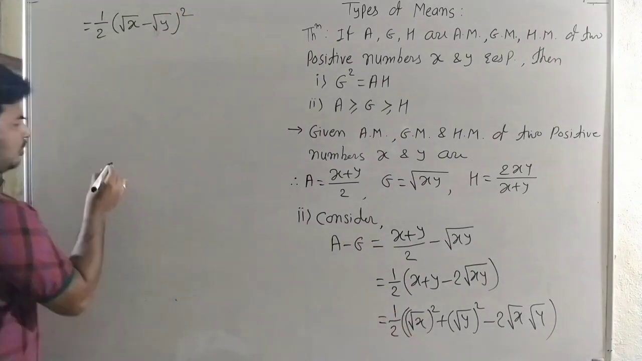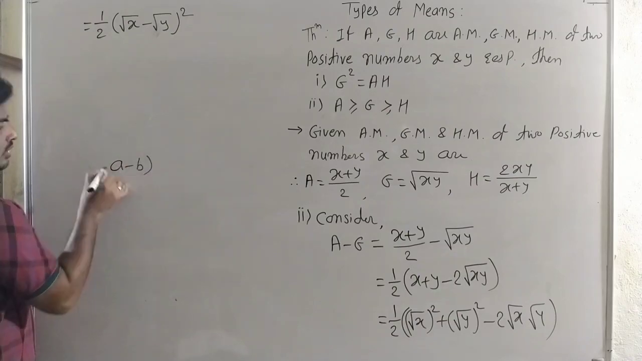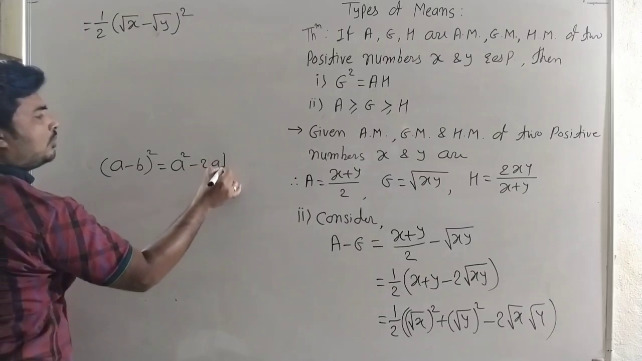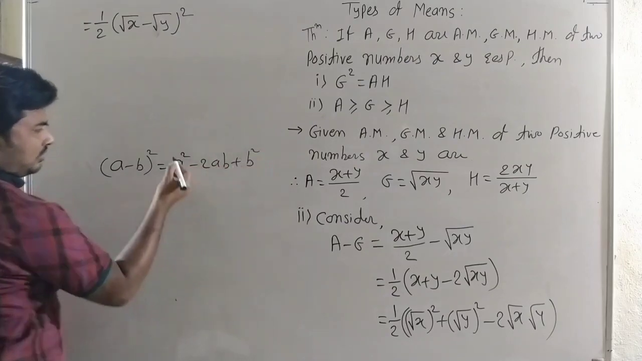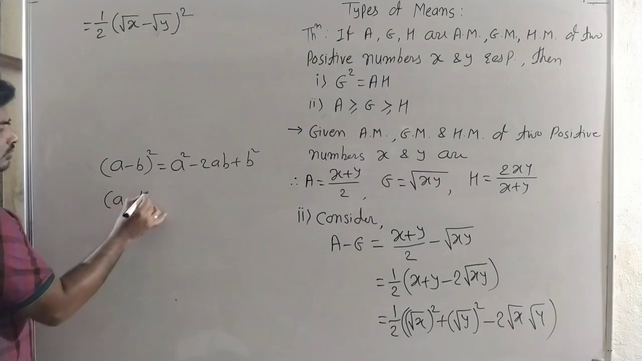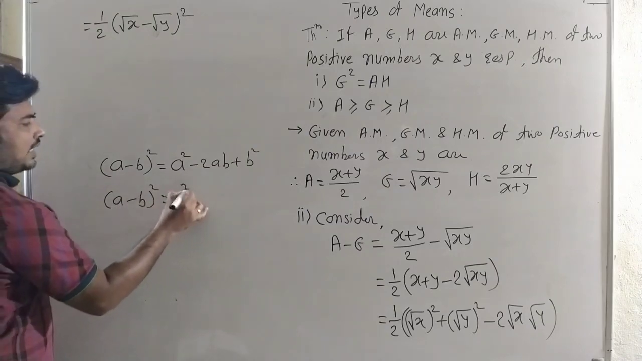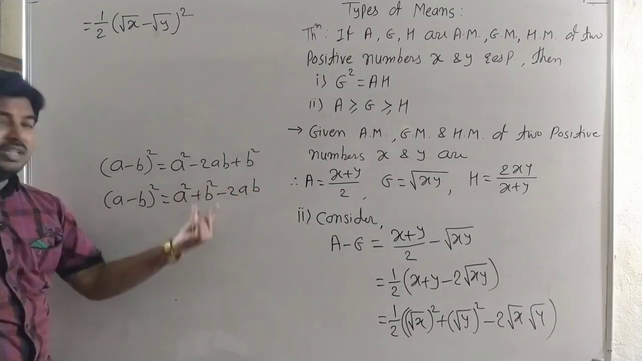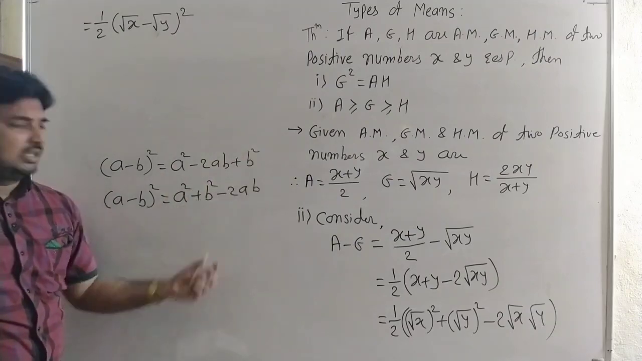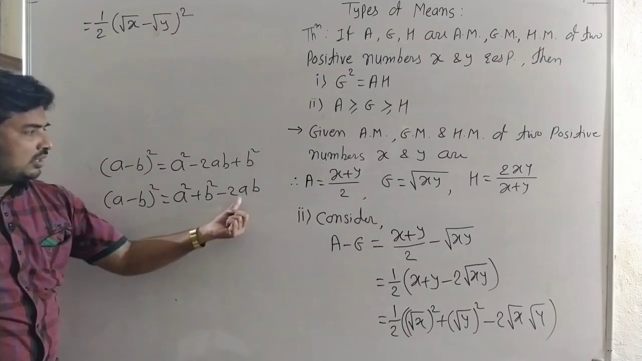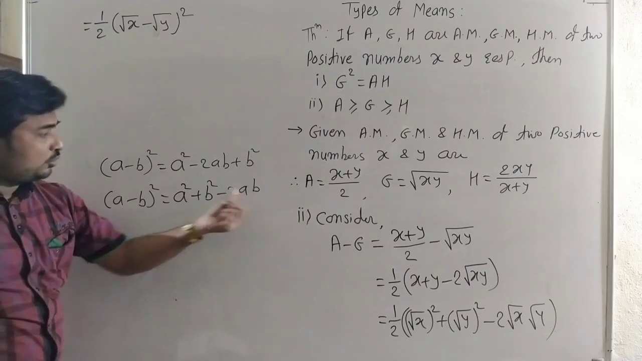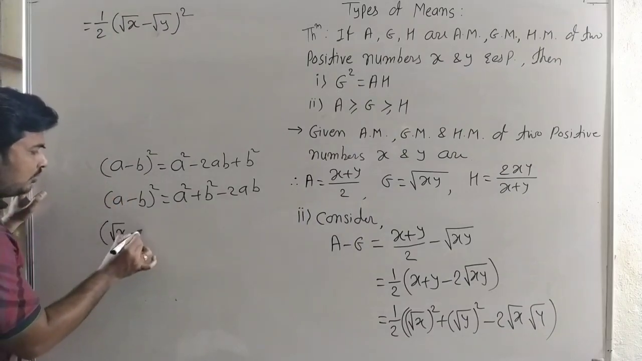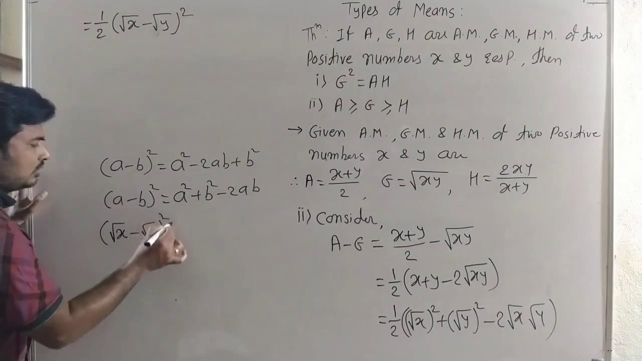We know that the formula for a minus b whole square is a square minus 2ab plus b square. Here this formula can be written in the form a square plus b square minus 2ab. Same, right? Only these two terms are interchanged, a square plus b square minus 2ab.